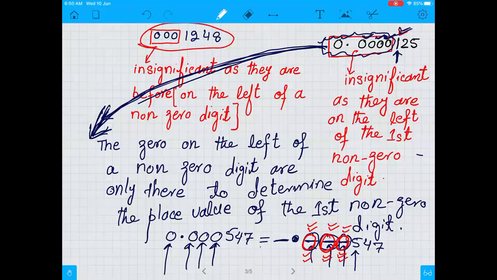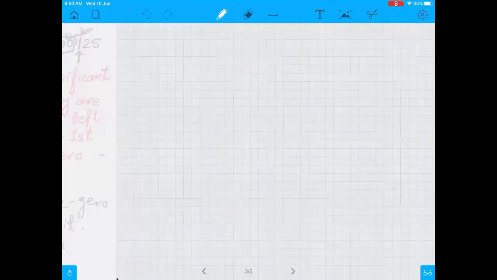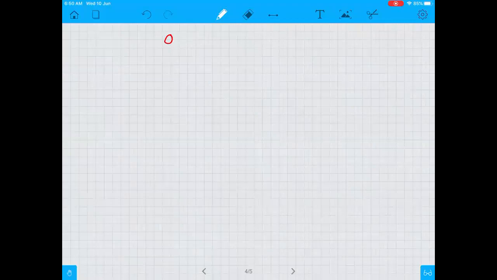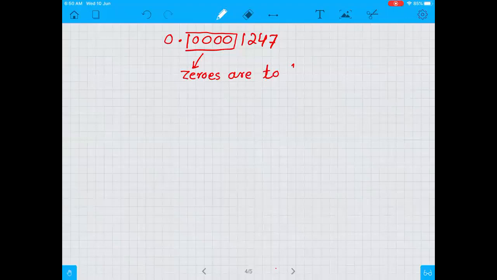So the purpose of these three zeros is to determine the place value of the first non-zero number, that is 5. So in simple words, if you get zeros before a number like these zeros, then these zeros are to tell that in the given unit, here what is meant by given unit, maybe your number could be in amperes.